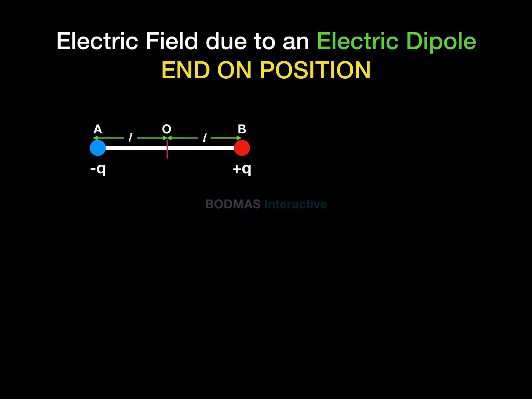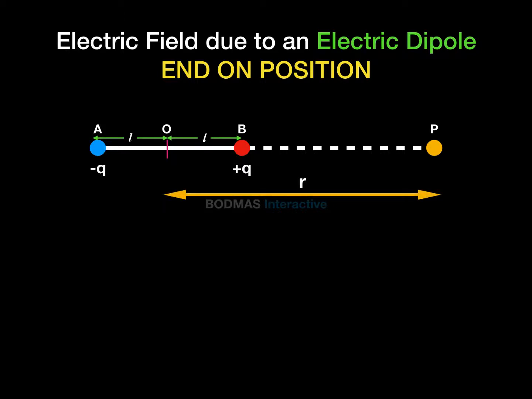So let's work out the first derivation, that is to calculate electric field due to an electric dipole in end-on position. So in this situation, if we take a point towards the right side of this dipole along the axis of the dipole at the point P, which is at a distance r from the midpoint of the dipole, the electric field due to positive charge is towards the right side at the point P, and electric field due to the negative charge is towards the left side.